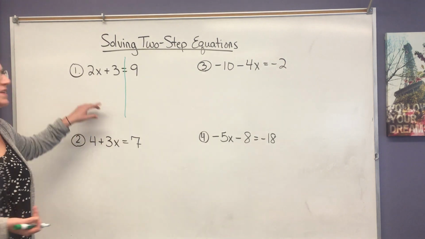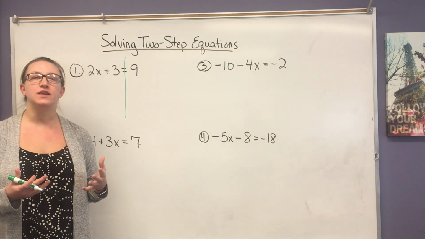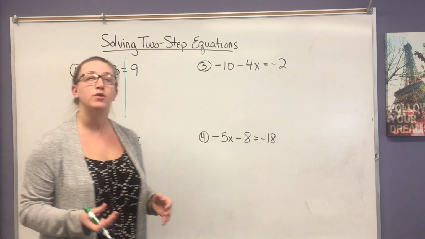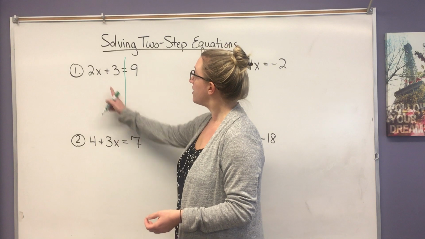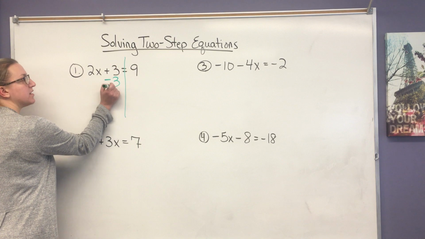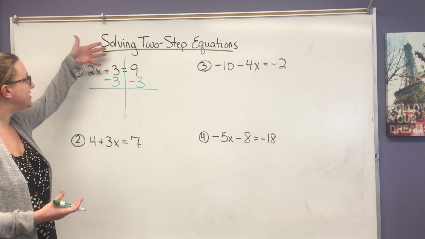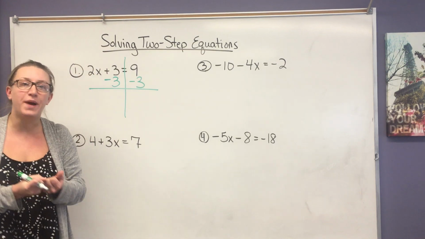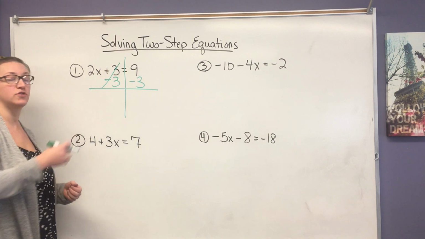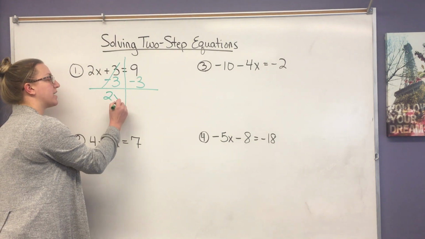So the first thing I notice is that this says 2 times x plus 3. The easiest thing to do is to get rid of the plus 3 from the left side. So in order to do that, we are going to use the inverse operation of addition, which is subtraction. So I will subtract 3 from both sides. Doing this creates a 0, which is getting us closer to x being by itself. So positive 3 minus 3 cancels to make 0. And the only thing I'm left with on the left side is the 2x.